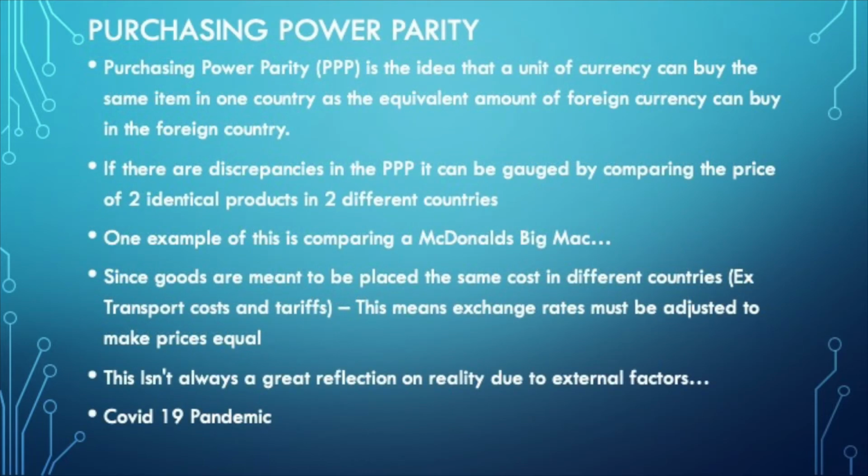Purchasing power parity, or PPP, is the idea that a unit of currency can buy the same item in one country as the equivalent amount of foreign currency can buy in a foreign country. If there are discrepancies in the PPP, it can be gauged by comparing the price of two identical products in two different countries. One example of this is comparing a McDonald's Big Mac.